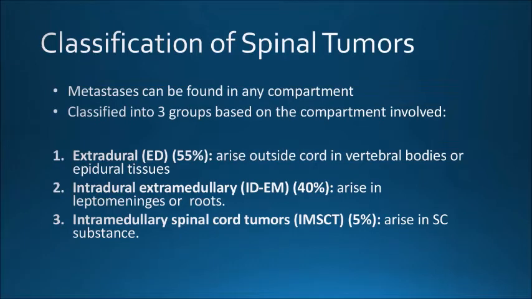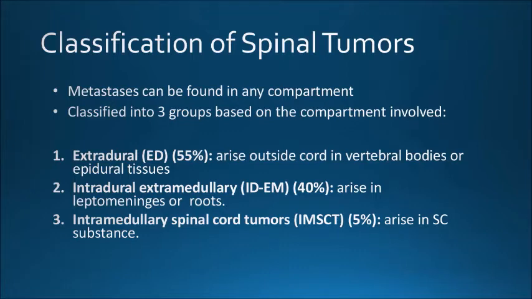Now coming back to the spinal tumors, they are classified into mainly three types: extradural, intradural extramedullary, and intradural intramedullary. The intradural tumors are further divided into extramedullary and intramedullary. So these are the three major types. Metastasis can be found in any compartment, and the most common ones are the extradural spinal tumors.